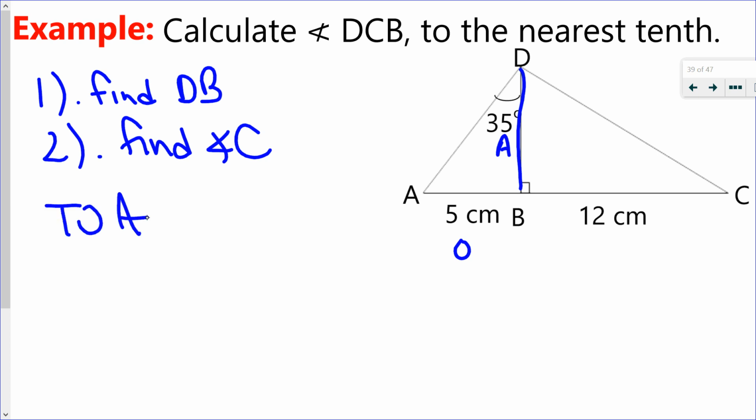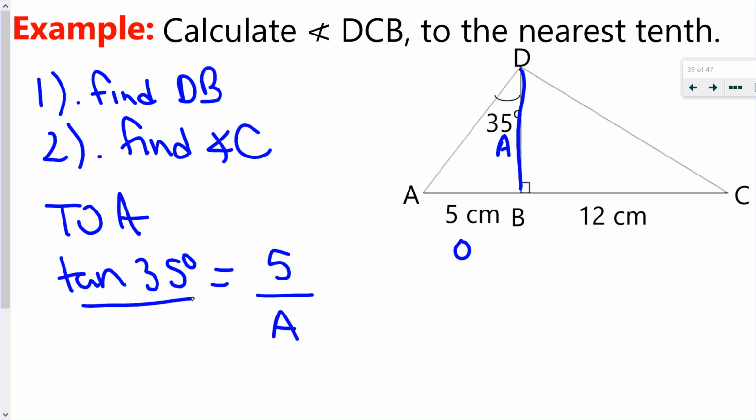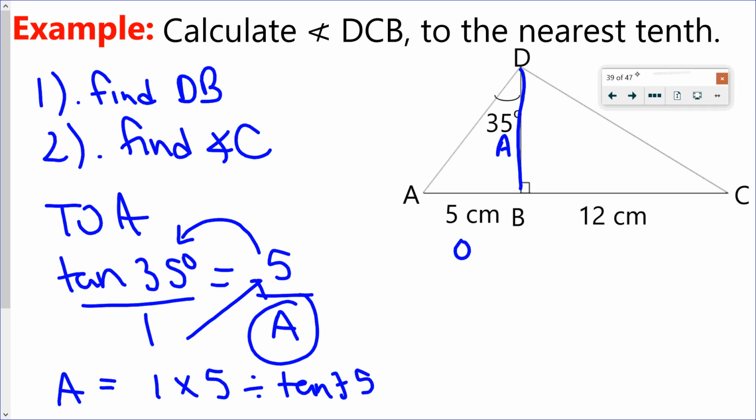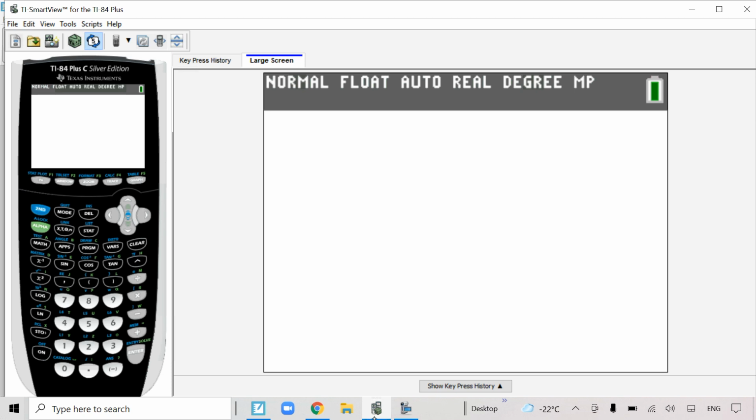I'll write down that tan of 35 degrees is equal to opposite 5 over adjacent, which I do not know. So I'm going to make this a fraction on both sides, circle my variable, and then cross multiply and divide. On my calculator, A is equal to 1 times 5 divided by tan of 35. And then I will use that to find the angle on the other side. Let's go ahead and do that on our calculator: 1 times 5 divided by tan of 35.